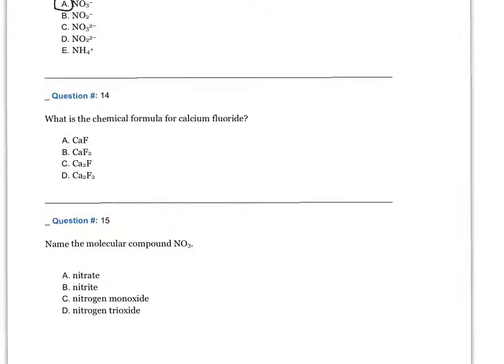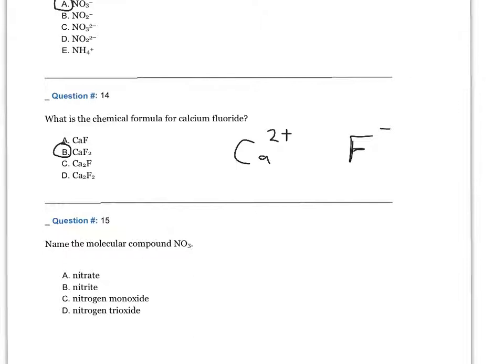Question number 14. What is the chemical formula for calcium fluoride? The answer is B. Calcium is an alkaline earth metal. It forms 2+ charges normally. Fluorine is a halogen, so in group 7. Normally forms a -1 charge, gains an electron.